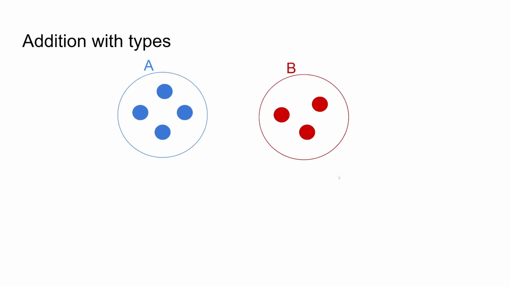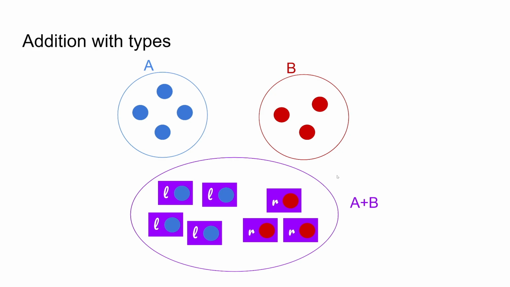So in addition with types, we want to cleanly specify whether it came from the A or the B when we add them together. So in the addition, we add a special label, L or R, to indicate whether it came from the left or the right. In this case, all the blues from A are marked with L, and all the reds from B are marked with R.